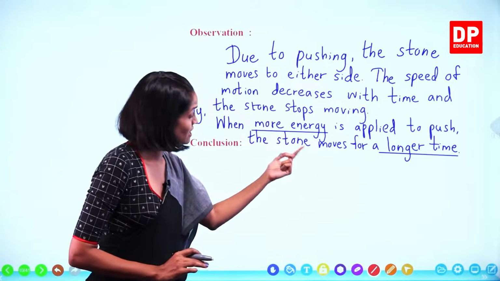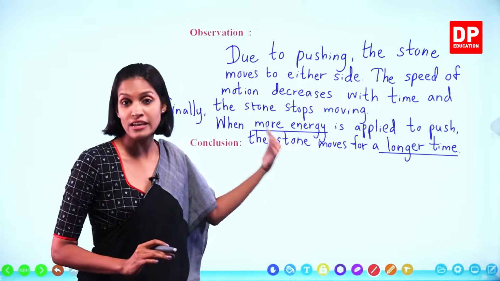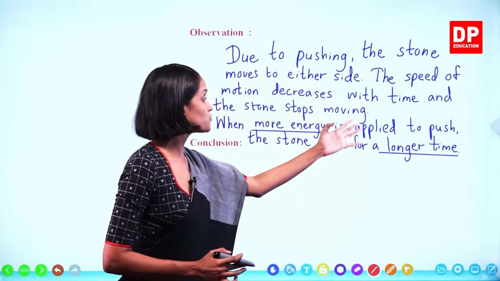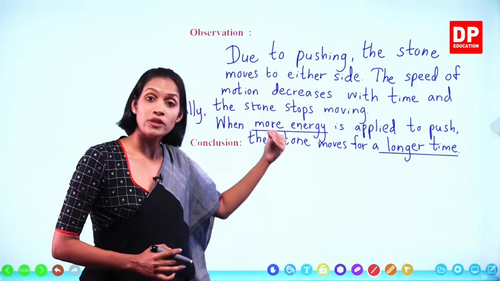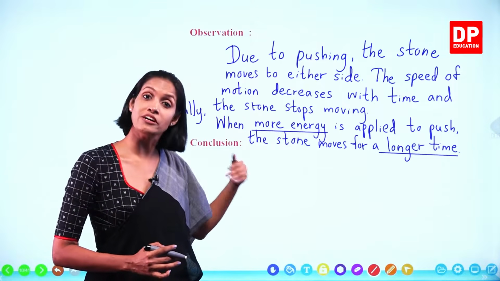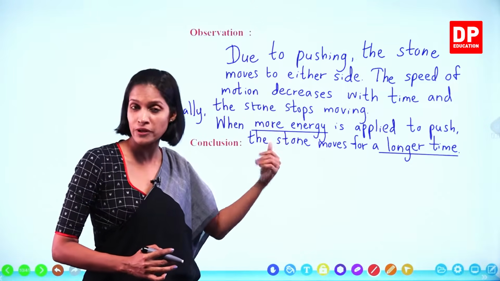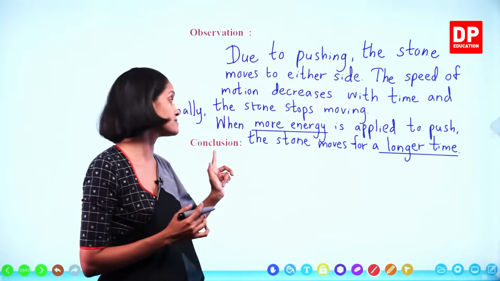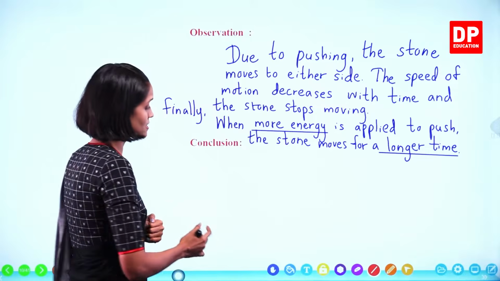How does it get energy? How does it move? With the energy given by us. If we give more energy, it moves for a longer time, which means with more energy, we can do any work further or for a longer period of time, which means more work can be done with more energy. That is the conclusion. Right? Let's write.